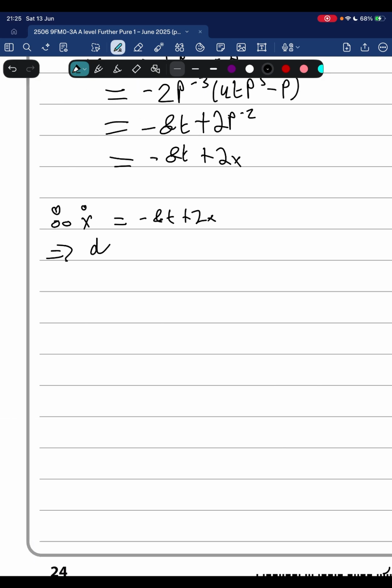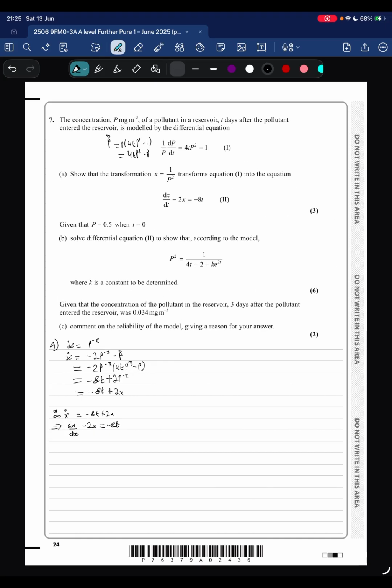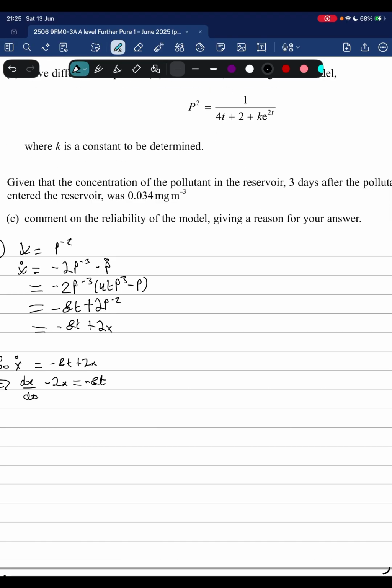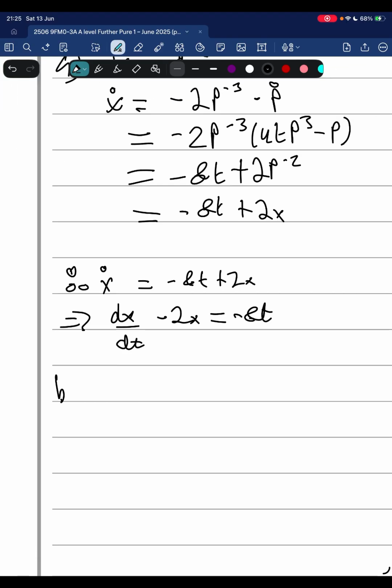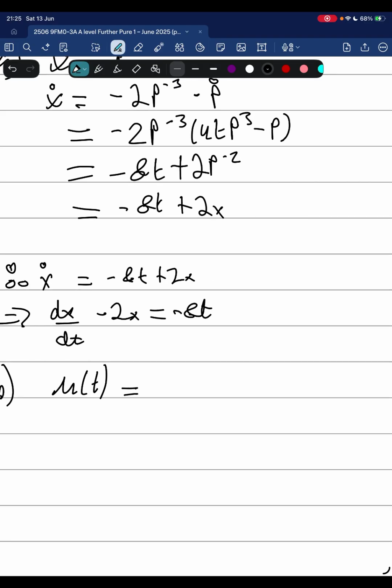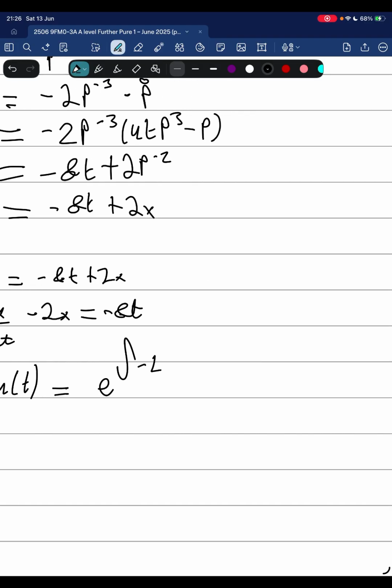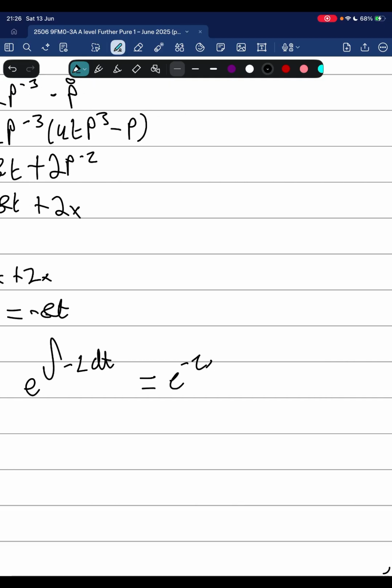So that implies dx by dt minus 2x equals minus 8t. And that's part B done. So we aim to solve this differential equation now. So we can obviously do the integrating factor, right? If we let mu of t equal e to the integral of minus 2 dt, which equals e to the minus 2t.